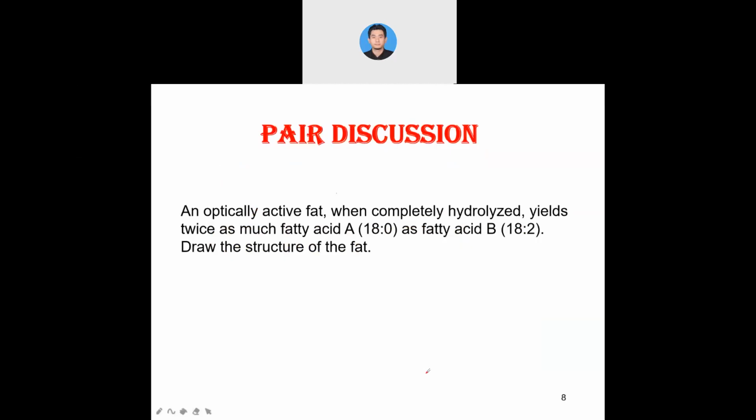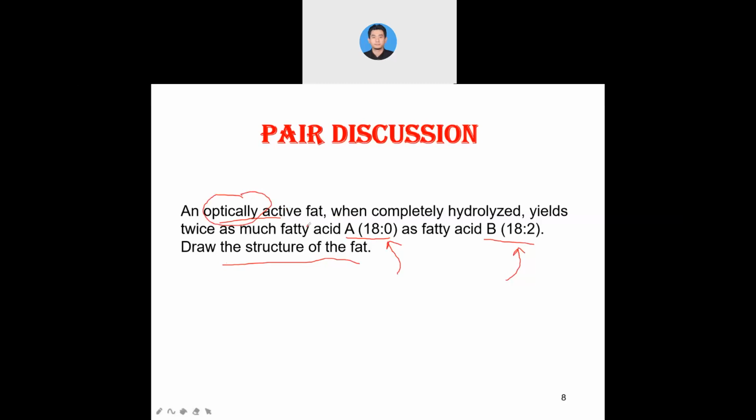So if we change the question, let's say an optically active fat, when completely hydrolyzed, yields twice as much of fatty acid A, 18:0, as fatty acid B, 18:2. Draw the structure of the fat. To solve the problem, it's the same as the previous slide, but for this one, the fat has two fatty acids of A and one fatty acid of B. Another hint is that this one is optically active.